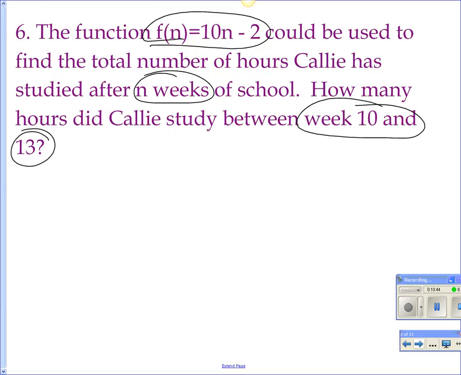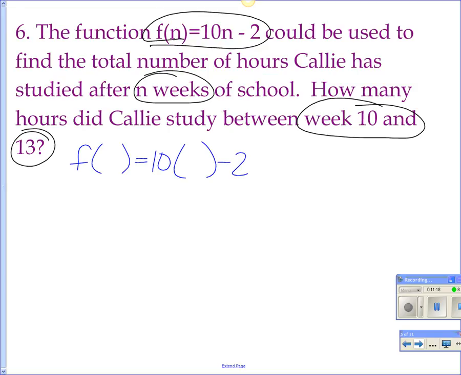On this problem, they give you two different numbers. They give you week 10, and they also give you what? 13. Week 13. All we have to do is do it twice, which is not hard, because we have our calculators, and we know how to set up our frames. So let's set up our frame. F, empty set of parentheses, equals 10, empty set, minus 2. We'll write it once to start with.